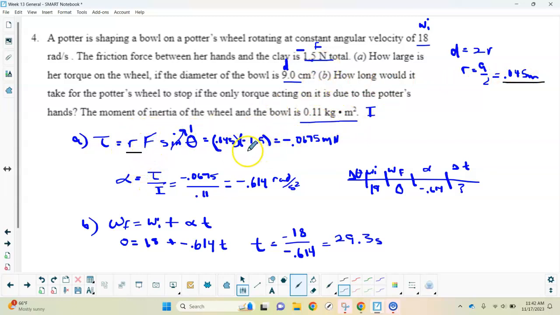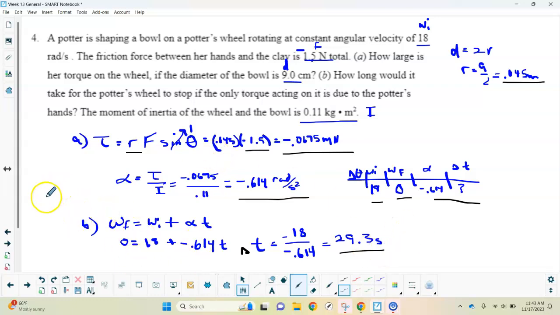So that's that value. F is the force that she's applying, which I said was negative 1.5. We're going to make the assumption she's applying a force exactly perpendicular to the motion, so like it's 90 degrees. So you get a net torque of negative 0.0675 meter newtons. You've got to solve for alpha in the next part to get part B, which is how long would it take for the potter's wheel to stop. So I solved for alpha using torque divided by I. So I just took that value we just got and divided by 0.11, which is the I value. So you get the angular acceleration. Then again, you can plug back into your chart and solve for t. So the change in time over this is 29.3 seconds.